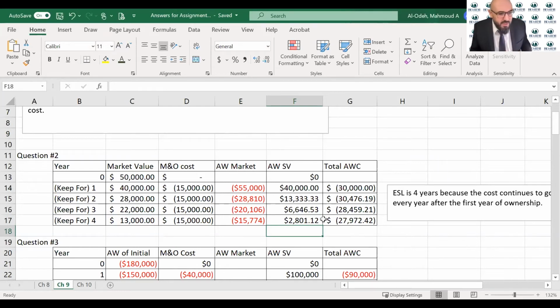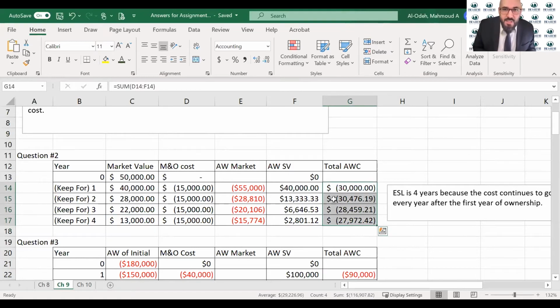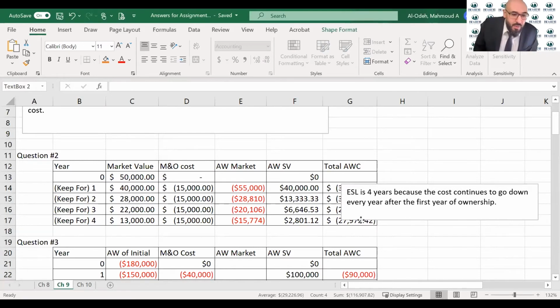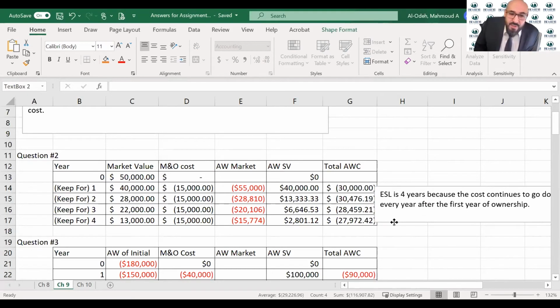Now it's time to make a decision. Do you see the point where the total cost stops decreasing and starts to increase? What you see is 30,470, 28, 27, and we see that the cost is decreasing. We don't see the point where it's going to increase, and therefore the conclusion for this problem is that the economic service life is 4 years, because the cost continues to go down every year after the first year of ownership.